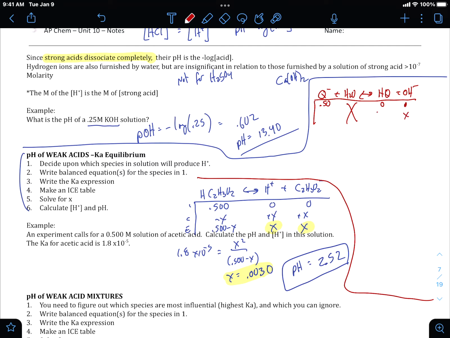So your setup is largely the same. Let's say the Kb for this base was 3.5 times 10 to the minus 7th. Let's just go with that. So what is the pH of this base, Q minus, which is a negative ion? Well, you're kind of doing all the same stuff that you've been taught.